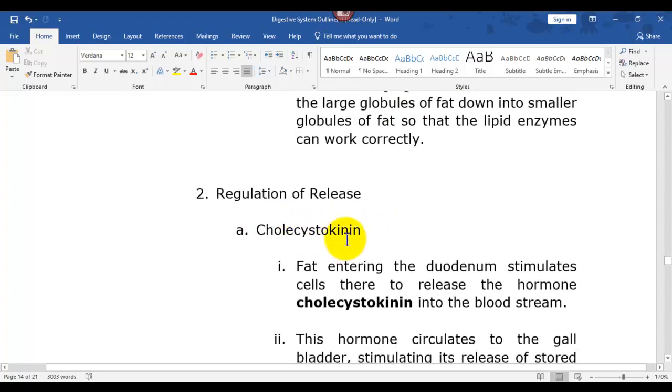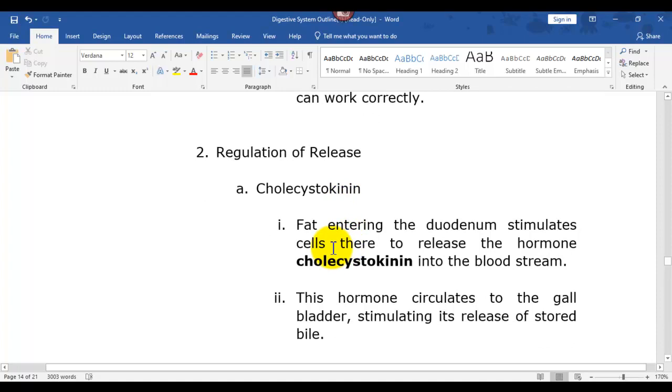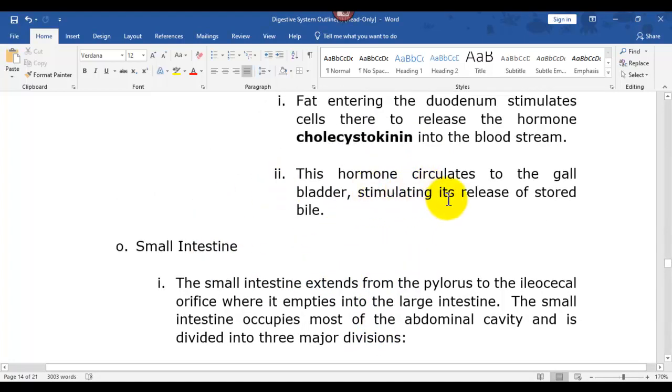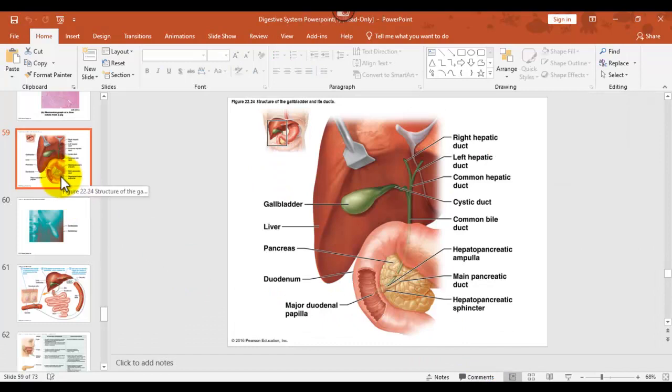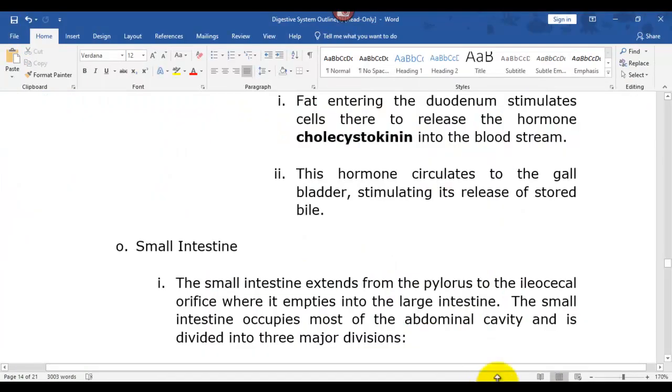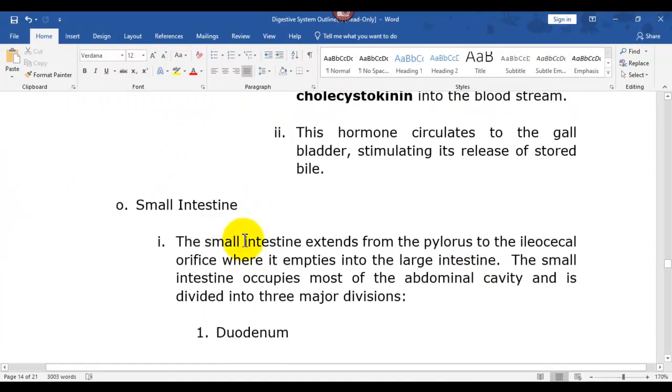It is controlled by cholecystokinin, which fat entering the duodenum stimulates to release. Cholecystokinin is the hormone, and the hormone causes the gallbladder to release bile. And then once the food is gone, cholecystokinin is shut off. Okay, and so yeah, it circulates around. I did show you this picture, and it causes the gallbladder to release bile. And I'm going to start with the small intestine next, and we'll finish everything out.